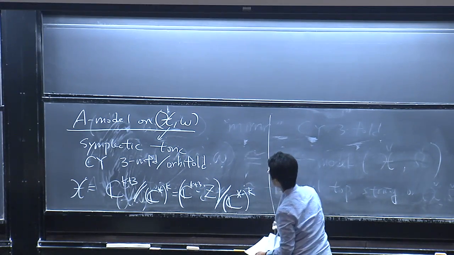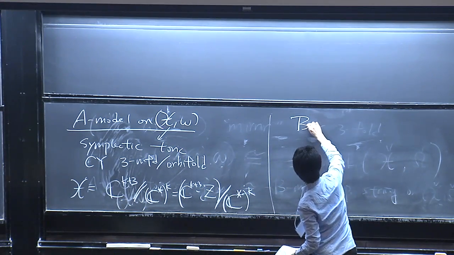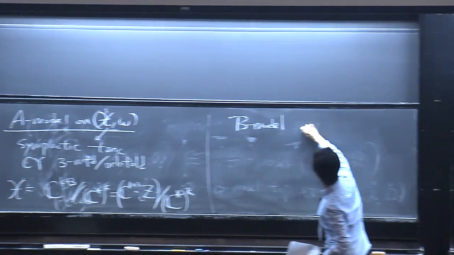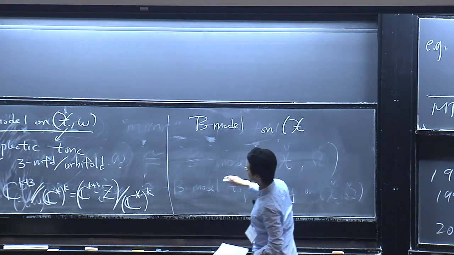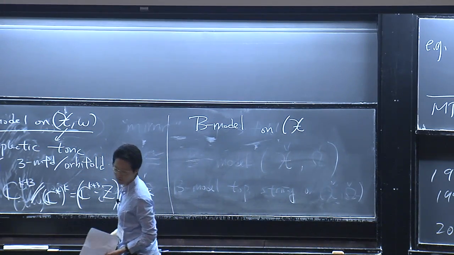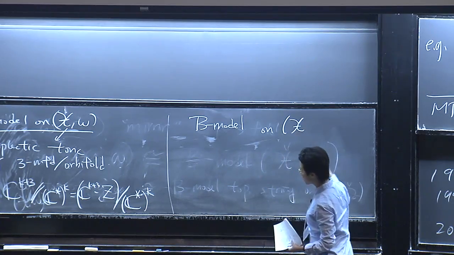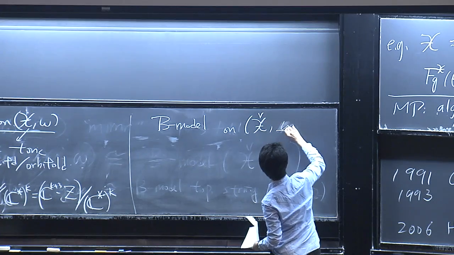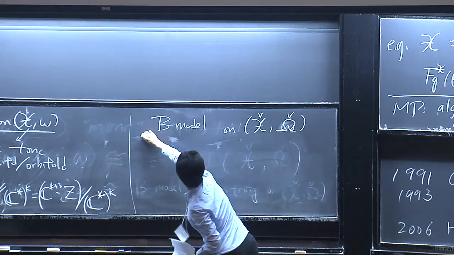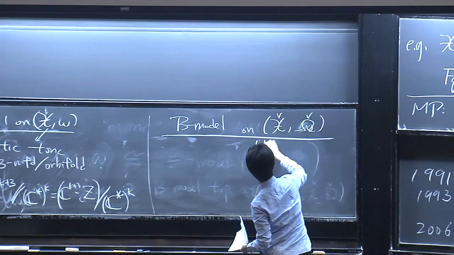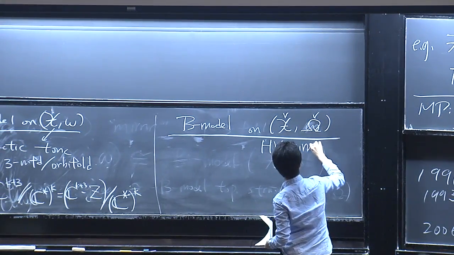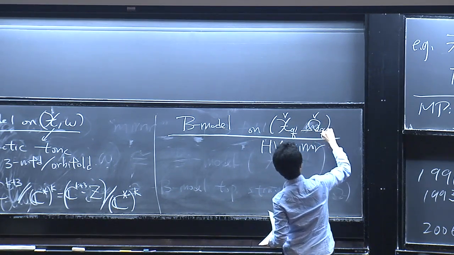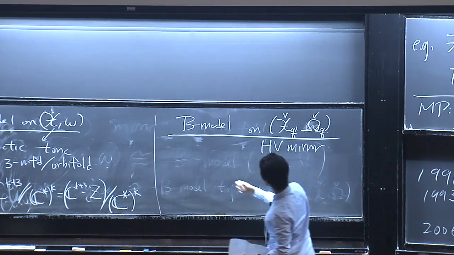And on the B model, Hori and Vafa showed that this toric Calabi-Yau threefold can be described in terms of combinatorial data, and there's a standard way to write down this mirror, the Hori-Vafa mirror. So it is of the following form. First, it comes in families.